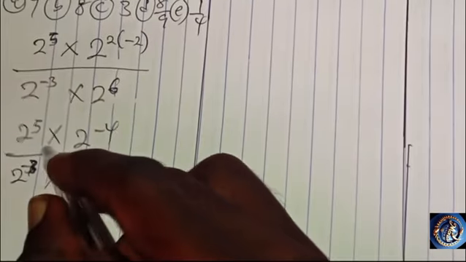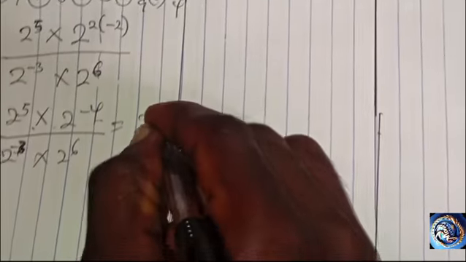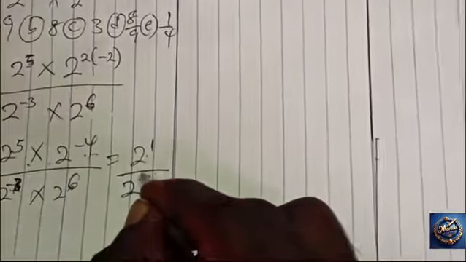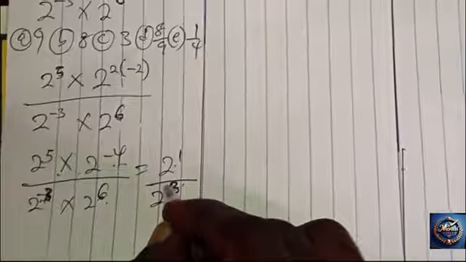So this one, the law of indices tells us that when you add these together, it will be 2 raised to power 1 all over, because 5 plus minus 4 gives us 1. Then minus 3 plus 6, we go with 2 raised to power 3, because minus 3 plus 6 will give us 3.